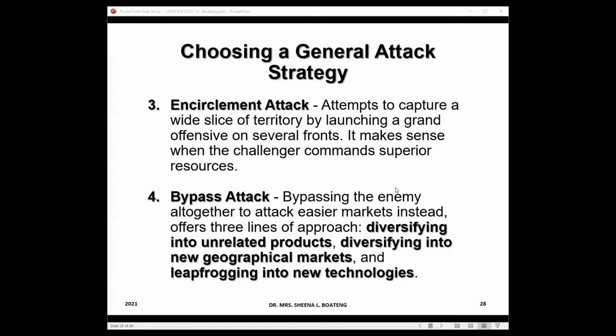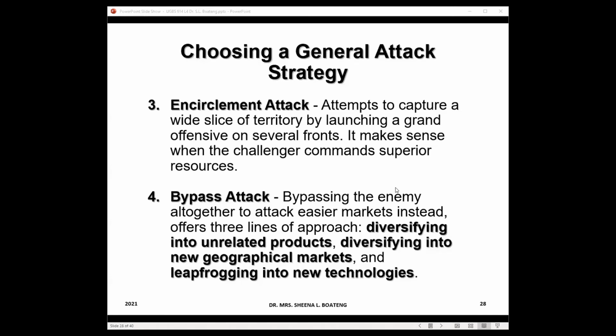Yes, it does. Okay. And I don't know if you're aware of this too, but PepsiCo owns Quaker Oats. Are you aware? No. Okay, so Pepsi owns Quaker Oats. And that is another bypass attack where they diversified into an unrelated product where Coca-Cola cannot compete with them.